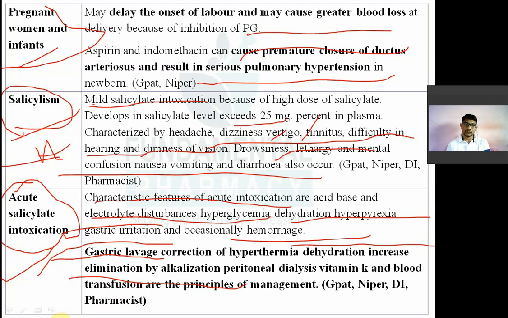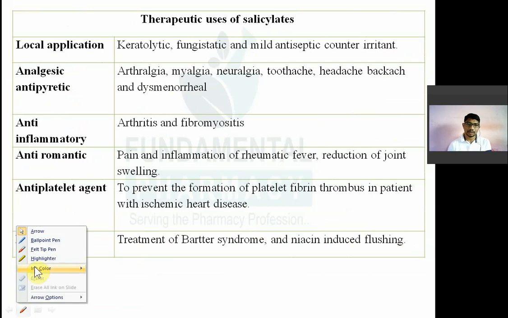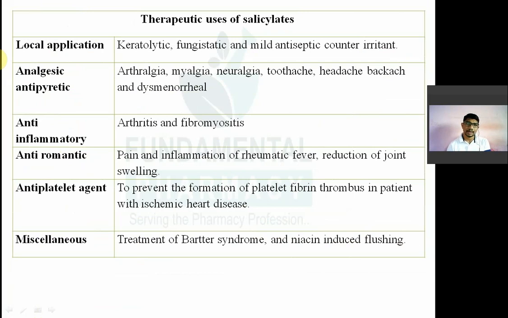Now we'll see the next drug category. Next one is the therapeutic uses of your salicylic acid. Use क्या है इसका? कहाँ पे use? So locally they are used as a keratolytic, fungistatic, mild antiseptic, counter-irritant. They have analgesic, antipyretic effect. That's why they are used in arthralgia, myalgia which means muscle pain, neuralgia which means nerve pain, headache, backache, dysmenorrhea.